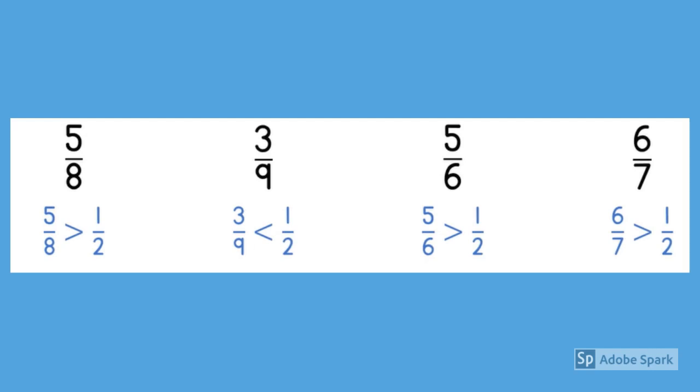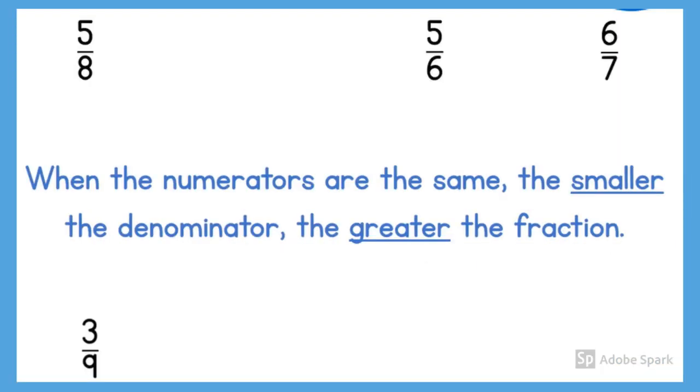So let's compare them to halves. 4/8 would be half, therefore 5/8 is greater than a half. Well, 3/9 is definitely less than a half. 3/6 would be half, so 5/6 is greater than a half. And 6/7, well, that's greater than a half too. So we can see which one is the smallest here. That's correct. So 3/9 is the smallest fraction.